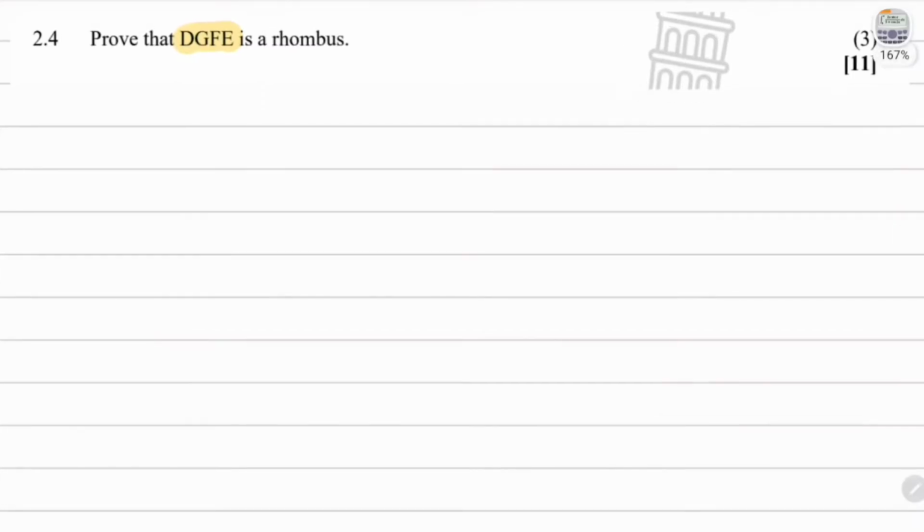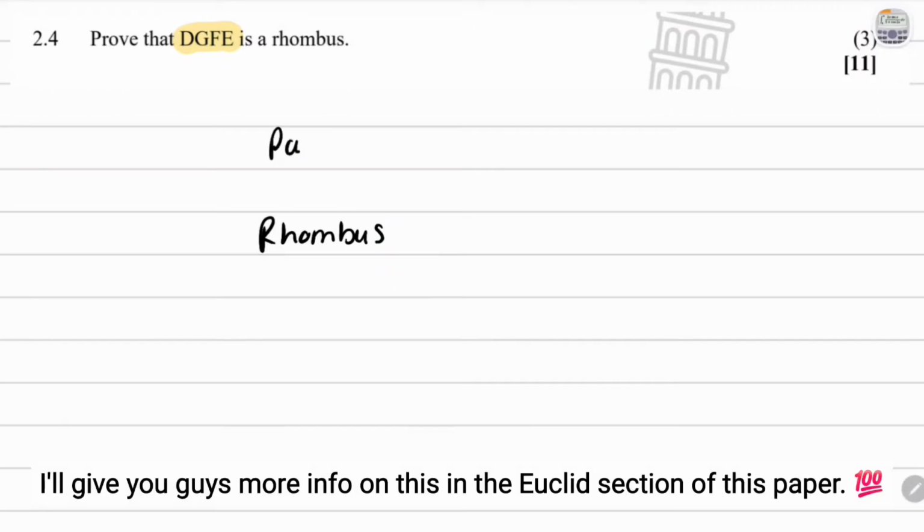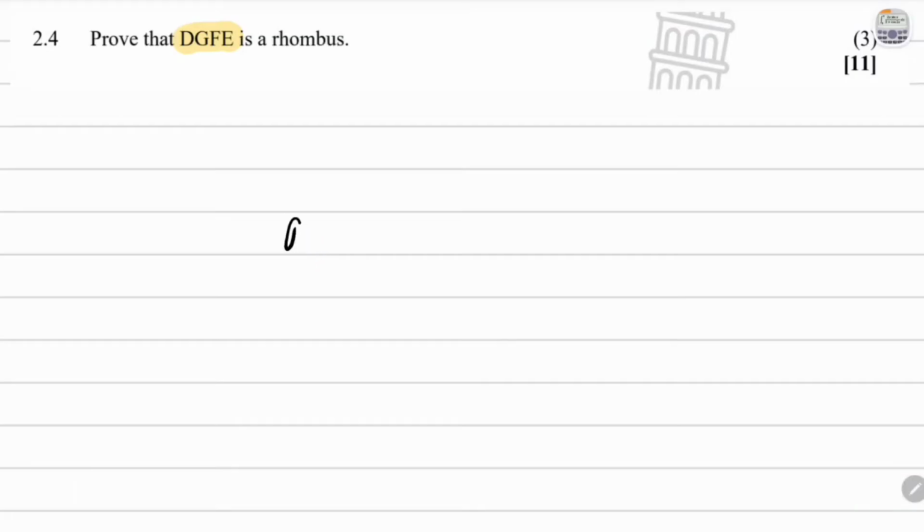So this is how to prove something is a rhombus. If you need to prove that something is a rhombus, you first have to prove that it is a parallelogram. If you want to actually prove something is a rhombus, you first have to prove that that shape is a parallelogram. And there are various ways to prove that a shape is a parallelogram.